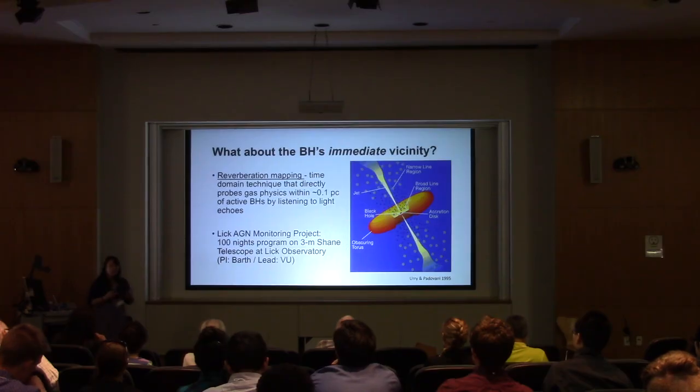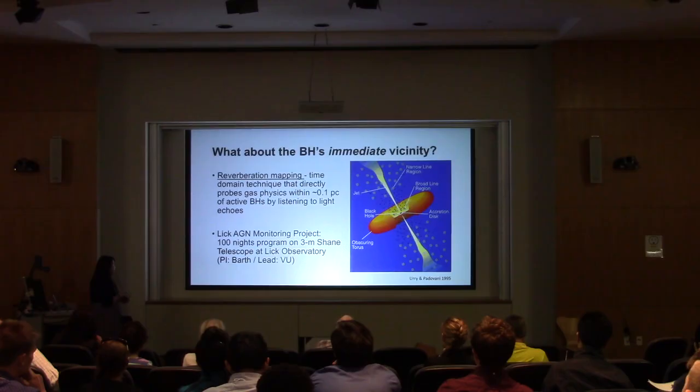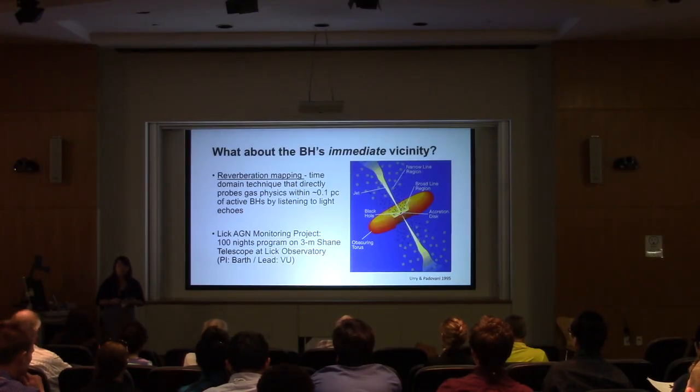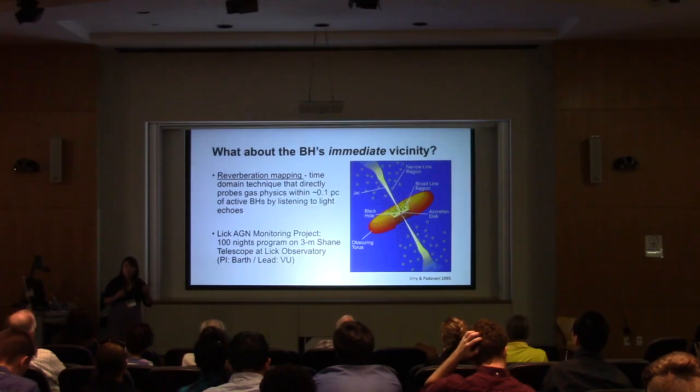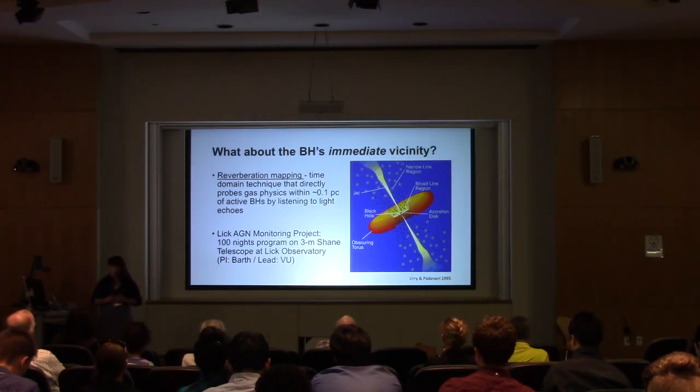I won't have time to go more into this, but I will just quickly advertise that we have led a recent new campaign of the Lick AGN Monitoring Project, where our program was approved for 100 nights, and it took place over the last year or so on the 3-meter Shane telescope at Lick Observatory, and it was the single largest program to be approved at Lick. And so we've got a lot of really good data to basically measure the spectral line variation in order to probe the broad line region gas physics around AGNs.